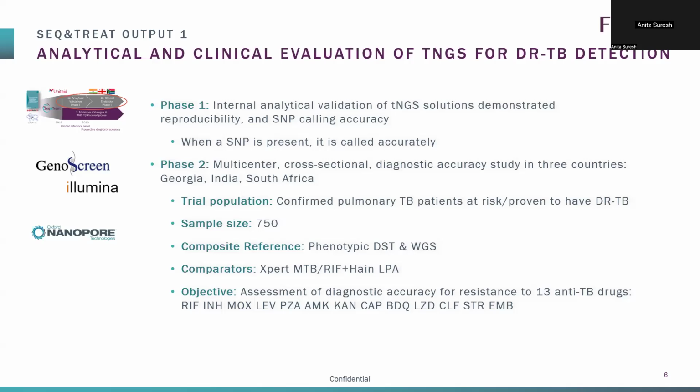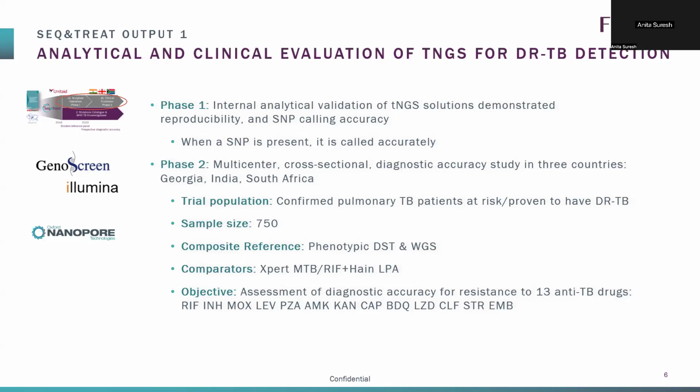Because that's not something we can necessarily get in a clinical trial, in the field. It might be the more common mutations. So the idea was, let's ensure we can test all the mutations that these products claim they can detect. This worked well, and it was clear that when a SNP is present, both these solutions were able to call them accurately, which means these products then passed into phase 2.